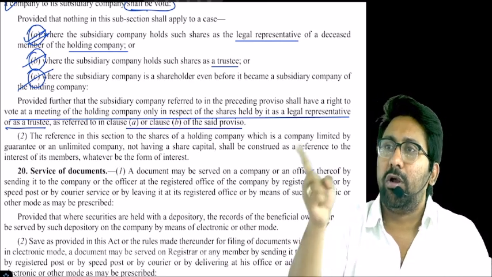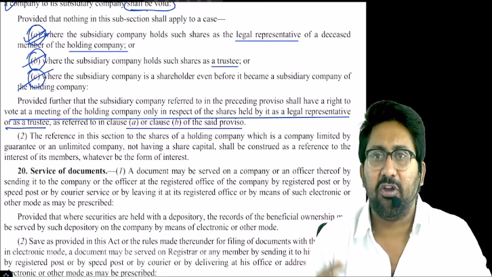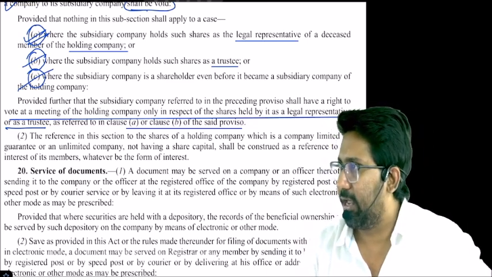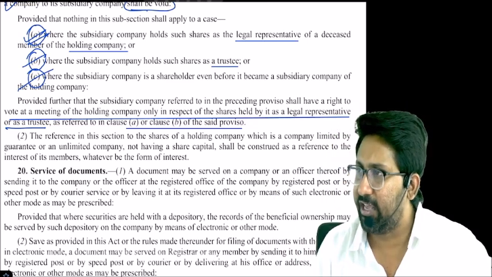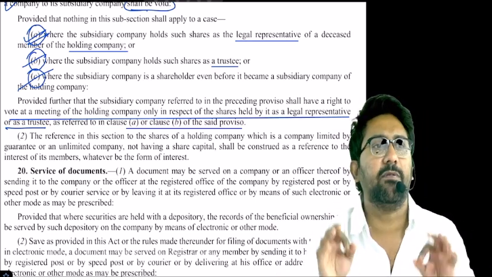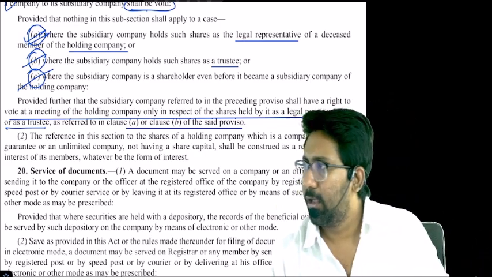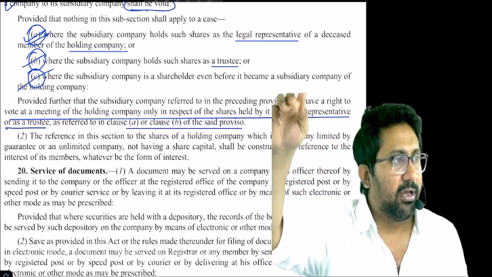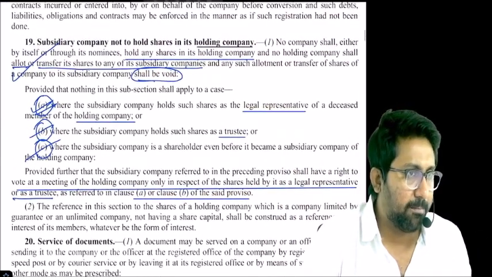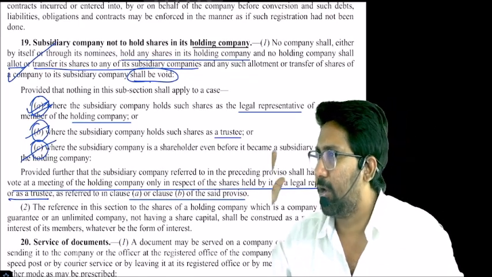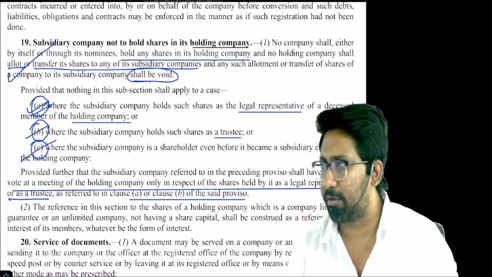If you are not holding it as a legal representative, if you are not holding it as a trustee, then you will not get the voting rights. Simply the pre-holding of the subsidiary in the holding company. Everyone understood the point? That's all. Section 19 completed. 2 minutes time I will give you. Read section 19. Once you complete, we go to the last set of sections 20, 21 and 22. With that, the chapter will be completed.